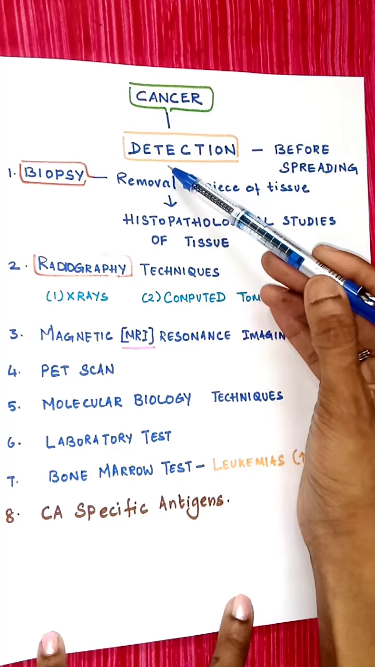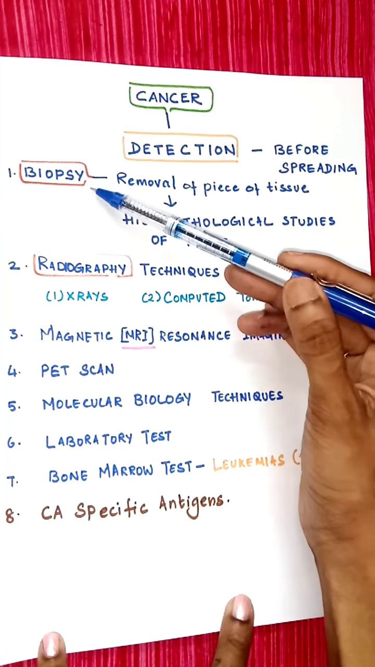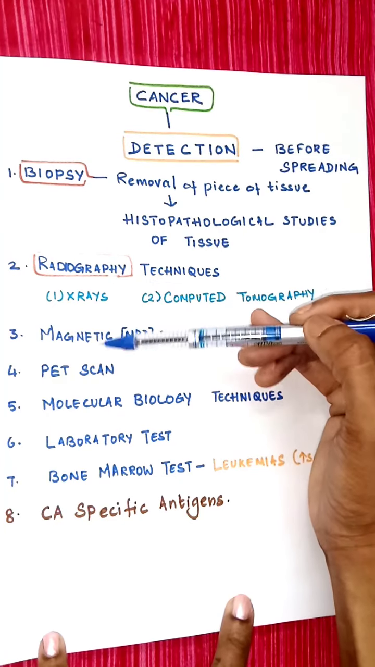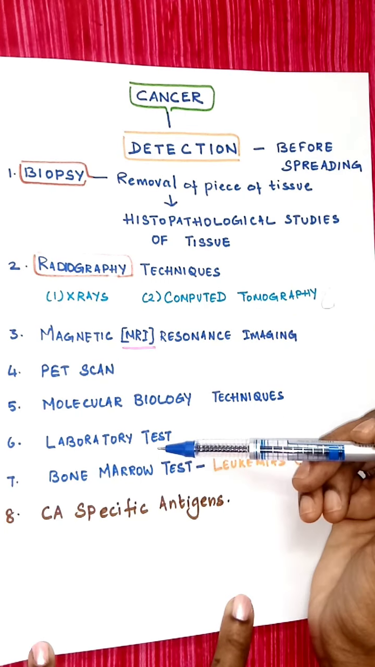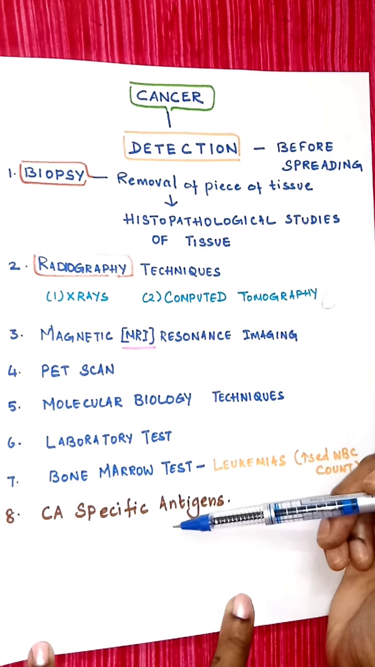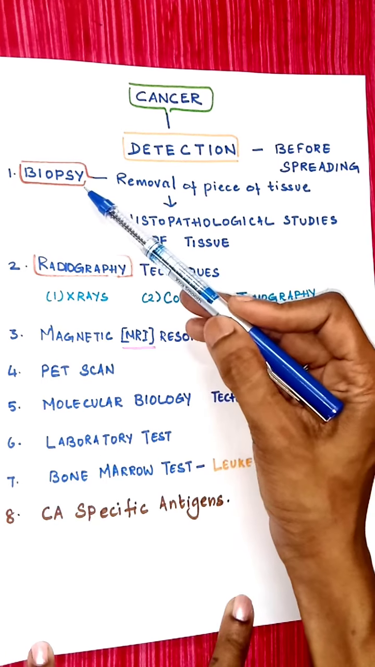Different methods are used to detect the presence of cancer. First is biopsy, second radiographic techniques, magnetic resonance imaging, PET scan, molecular biology techniques, laboratory test, bone marrow test and CA specific antigens. So first we'll see what is biopsy.